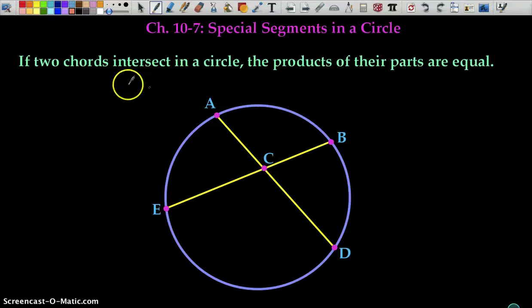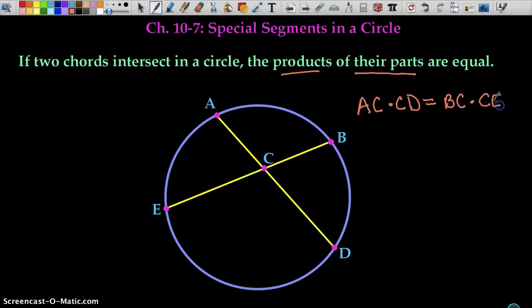So if we have, first thing, two chords intersect in a circle, the products of their parts are equal. Now when I say products, that means multiply their parts. What are they split into? So what you'll notice is that AC and CD make up all of AD. So if we take the product of its parts, it will be equal to the product of the other one, BC times CE. Those would be equal. And it's one of those things that just works.